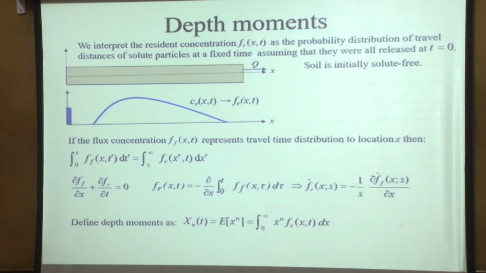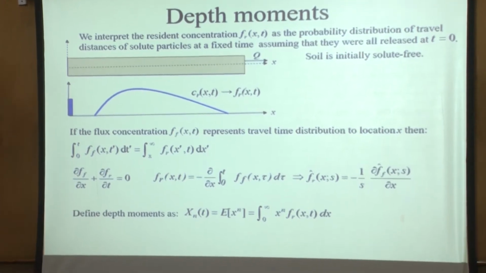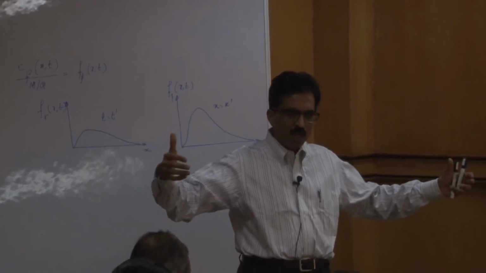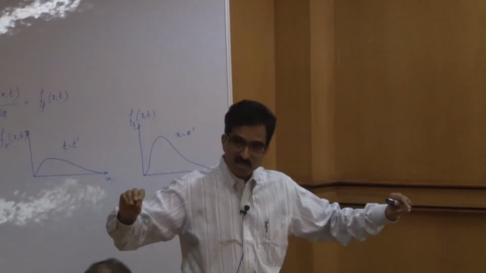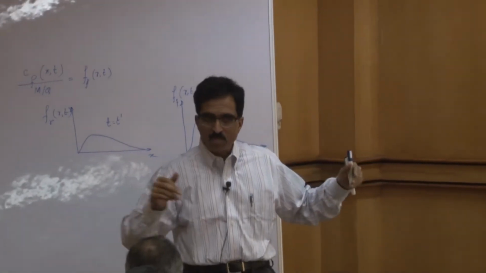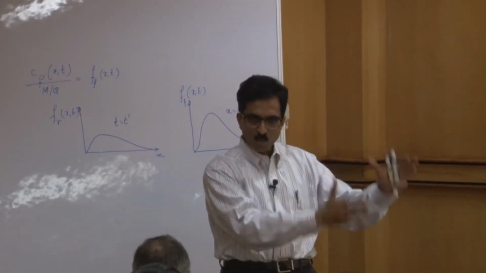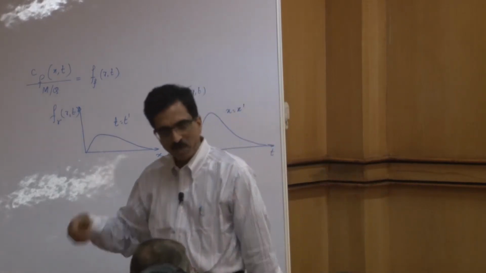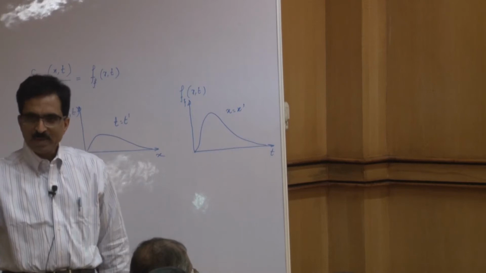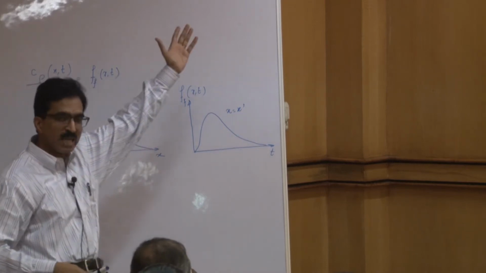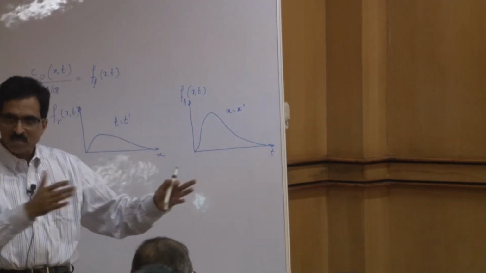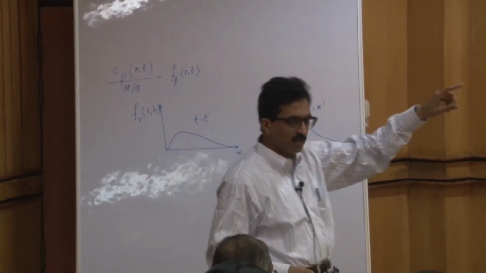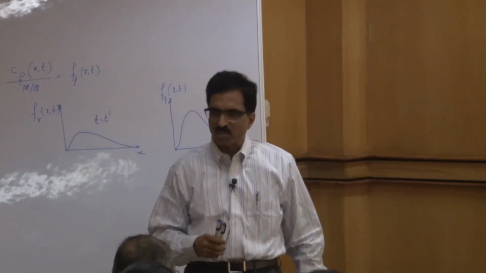So, when we do column experiments, typically we have many columns. We start all of them with the same initial conditions. And then at different times, we will take one column and sacrifice it. We basically break it into small sections and do this kind of analysis. At some other time, t double prime, we take another column and do the same thing. So we'll get a different resident concentration as a function of time, or bulk concentration as a function of time.